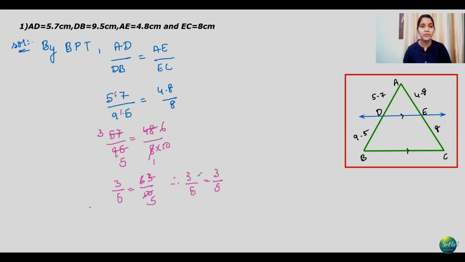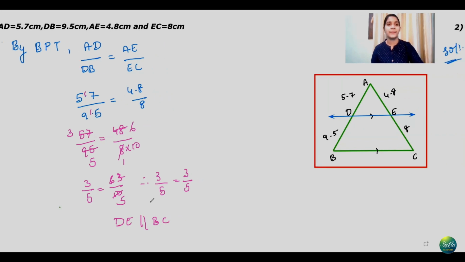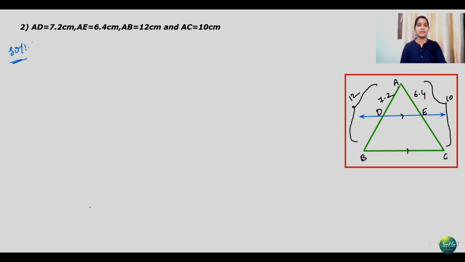So here we have proved that the ratio AD by DB is equal to AE by EC. So finally we can say that DE is parallel to BC. Hence, it is verified. We have another question like this. For the given triangle ABC, we have to verify whether DE is parallel to BC or not. With the given measurements, AD is equal to 7.2 and AB is 12. AE is equal to 6.4 and AC is 10 centimeters.